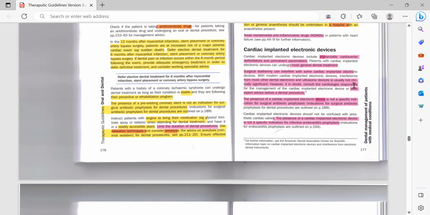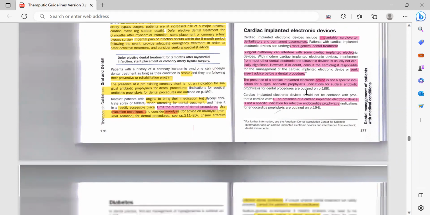So this is a norm in Australia, or according to this book: whenever you are in doubt, do not just treat the patient just in case, or let's try this. You should be 100% sure. If you are in doubt, there is no shame in asking for help. There is no shame if you do not know something, but the patient comes first. You should not be doing anything wrong to the patient. Seek expert advice before a dental procedure.